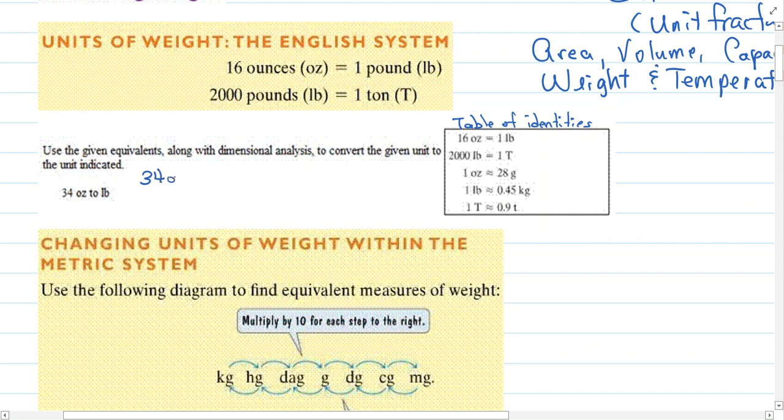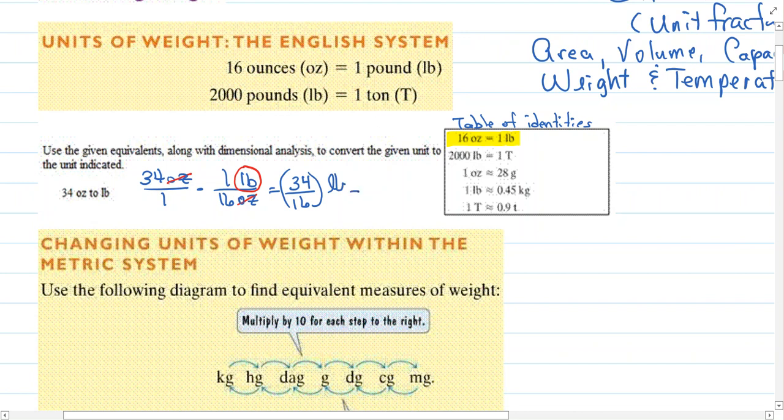All right, so we have 34 ounces weight, and we want to change to pounds. And we notice that the identity we need is the first one on our identity chart. And it says 16 ounces is equivalent to 1 pound. LB is pound. So now we're going to verify that we're changing by canceling out what we started with and changing what the directions were. That gives me 34 over 16 pounds.